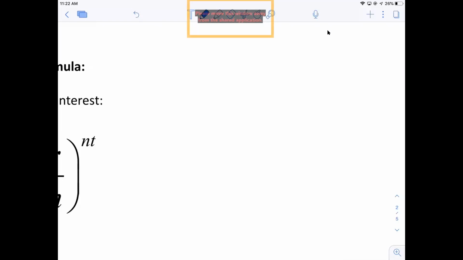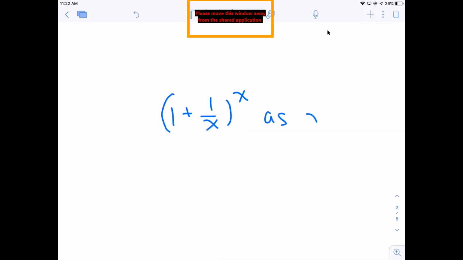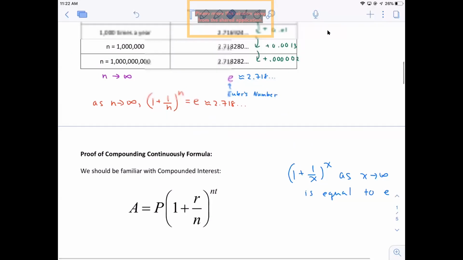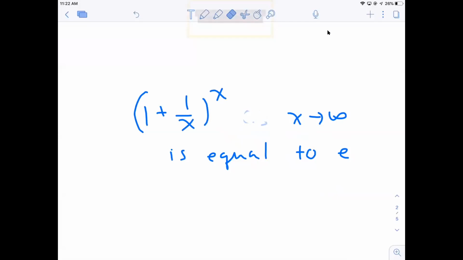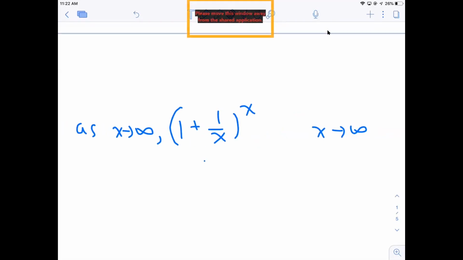So over here on the side, I'm going to say 1 plus 1 over x to the x power as x approaches infinity, right, is equal to e. Right, and that again just came from this. All I did is I changed n to x. So I'm going to use this as like a placeholder. I'll write it the same way I wrote it before, right? As x approaches infinity, this is going to approach e, or this is equal to e.